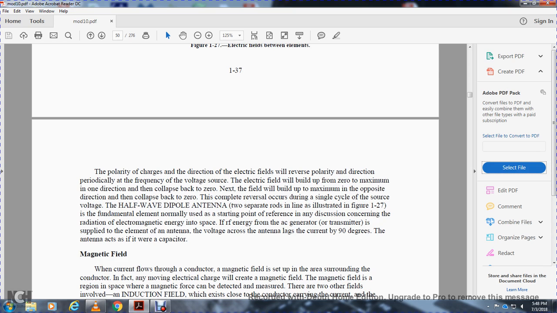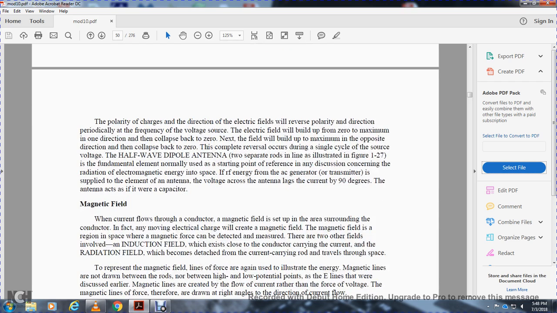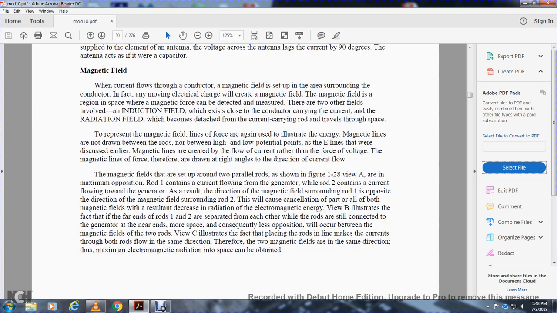The fundamental element is normally the starting point of reference in any discussion concerning the radiation of electromagnetic energy in space. If the energy from the AC generator or transmitter is supplied to the element of the antenna, the voltage across the antenna lags the current by 90 degrees, and the antenna acts as if it were a capacitor. The magnetic field.